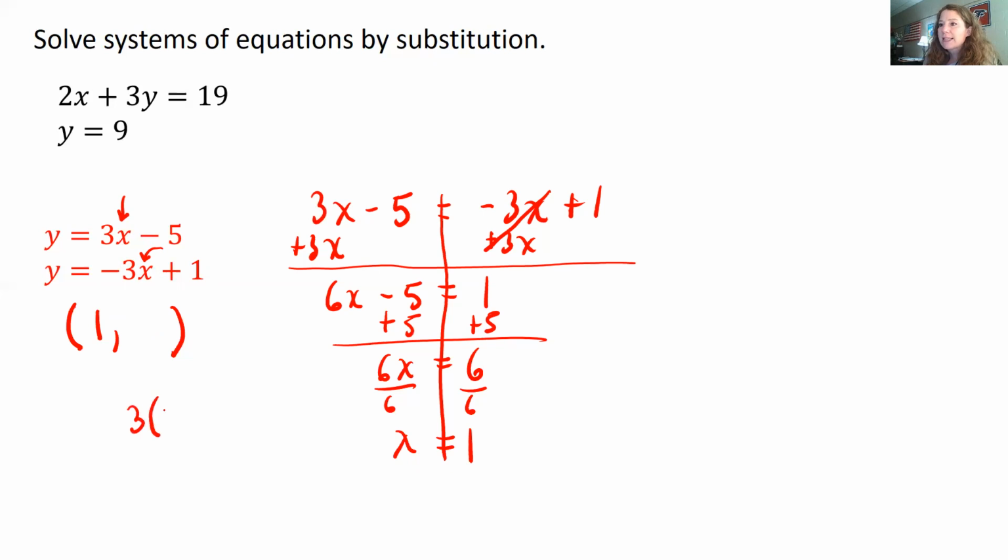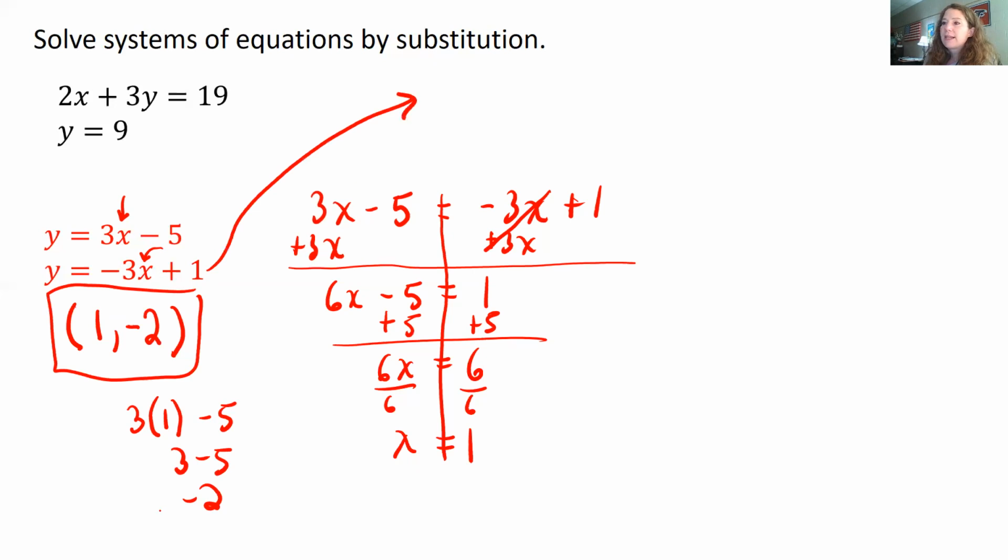3 times x, and x is 1. So 3 times 1 minus 5. Well, 3 minus 5 is negative 2. So that's my solution. And just to double check it, I'm going to substitute my answer into the second equation to check it.